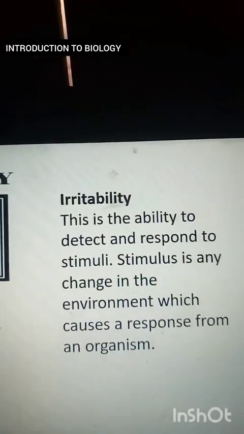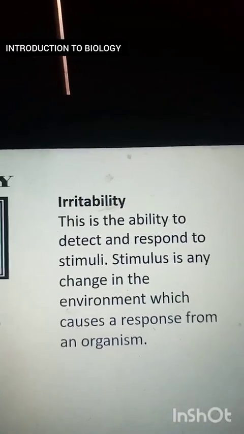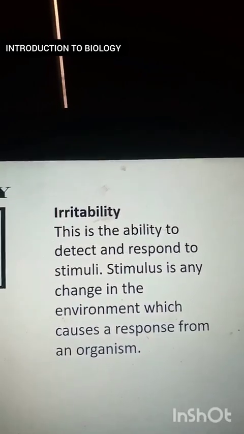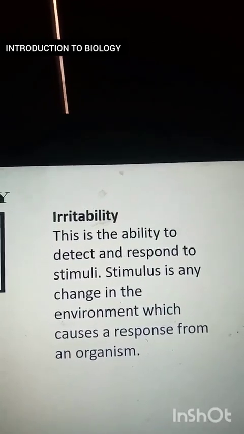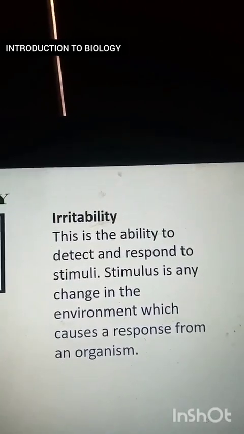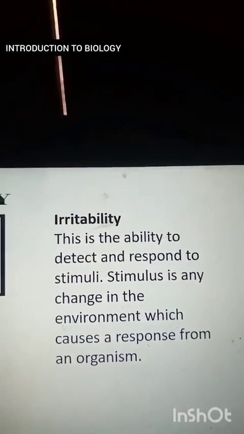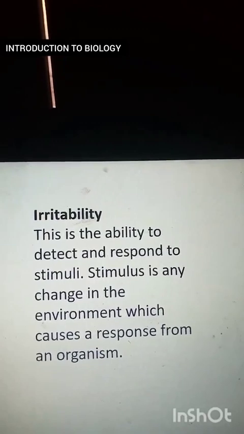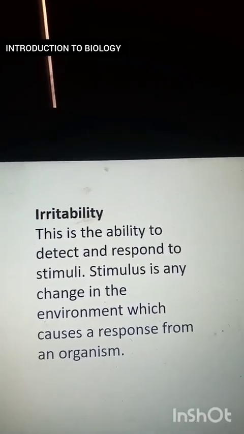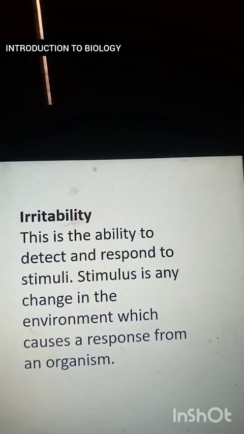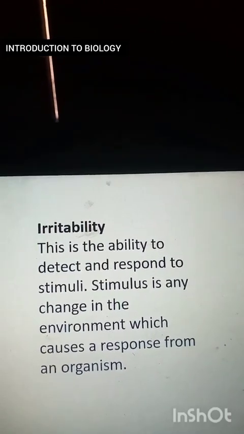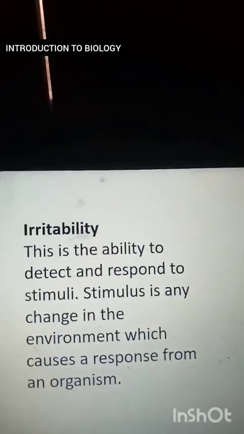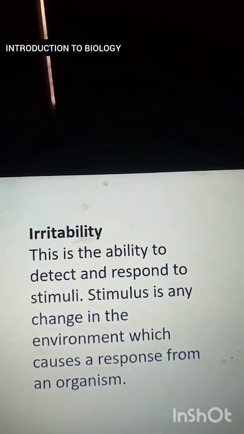Just like when you feel hungry, you respond to hunger by finding food and eating. When you sense some heat on your skin, you respond by moving out. When you feel cold, you respond by putting on a winter coat to warm your body. And that is what we call irritability. Remember we said irritability is the same as sensitivity. What is a stimulus? A stimulus is any change in the environment which causes a response from an organism.